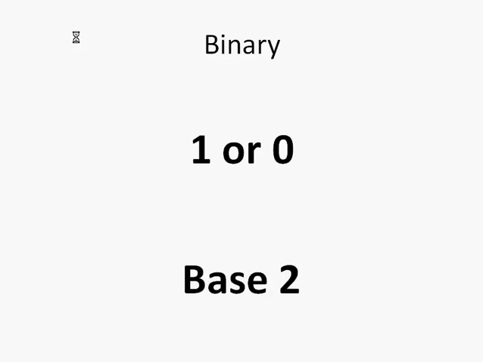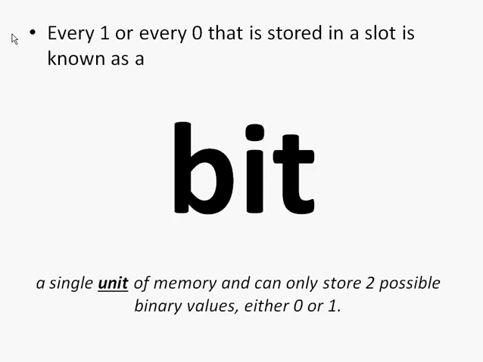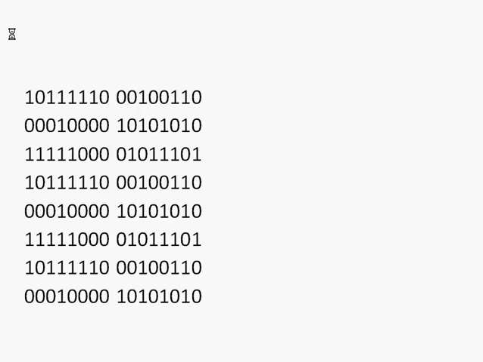So binary, ones or zeros, is a base 2 number system because there are 2 possible values within it. Every 1 or every 0 that is stored in a slot is known as a bit. The definition of a bit is a single unit of memory that can only store 2 possible binary values, either 0 or 1. So here's a big series of 1s and 0s.